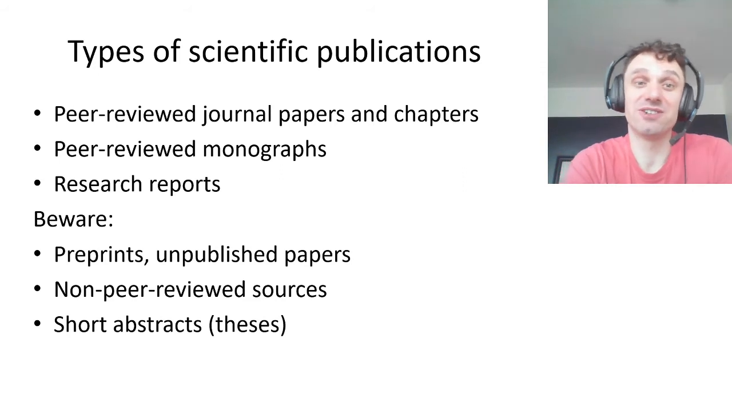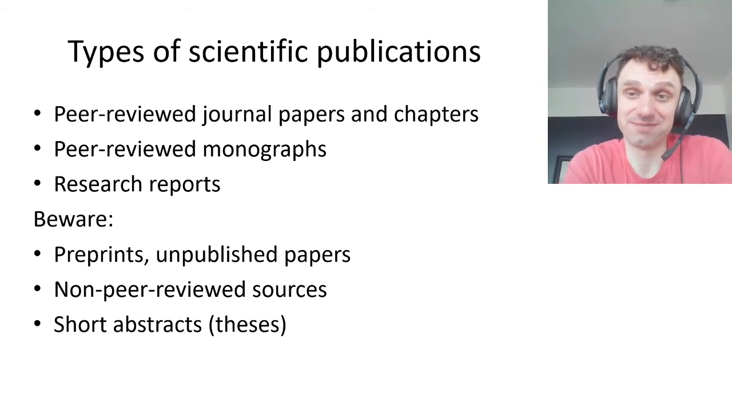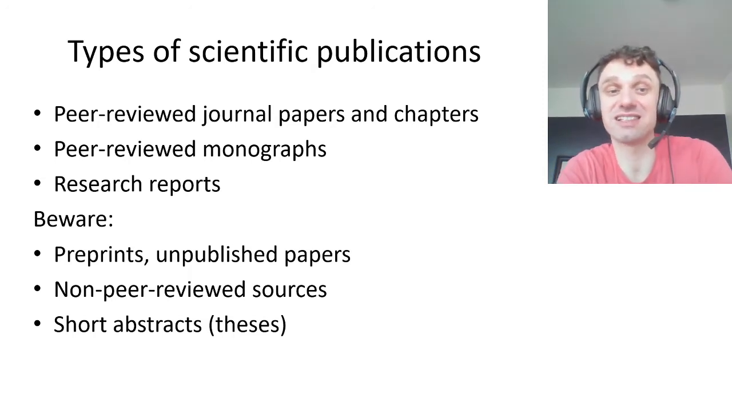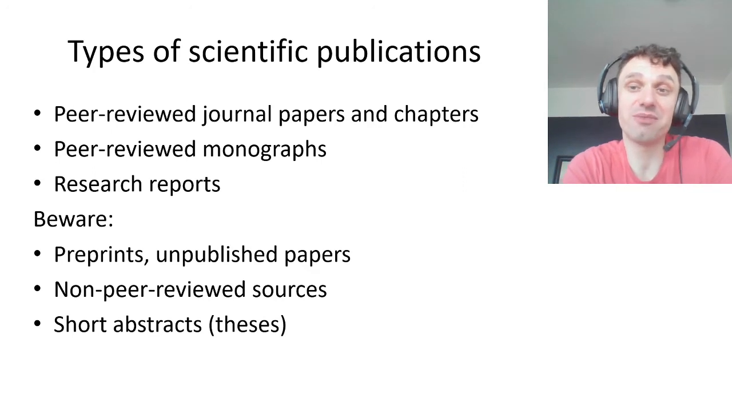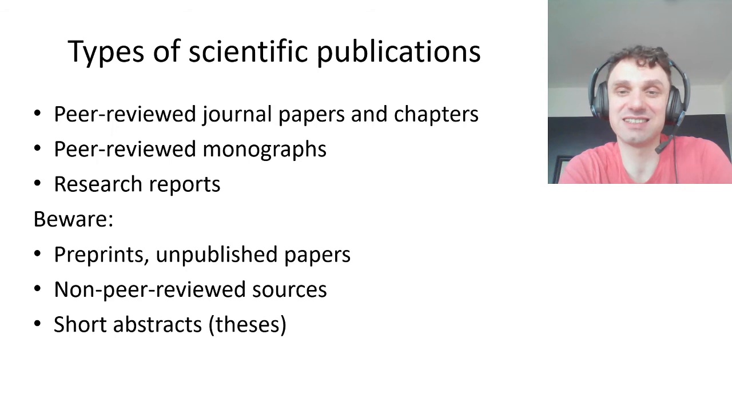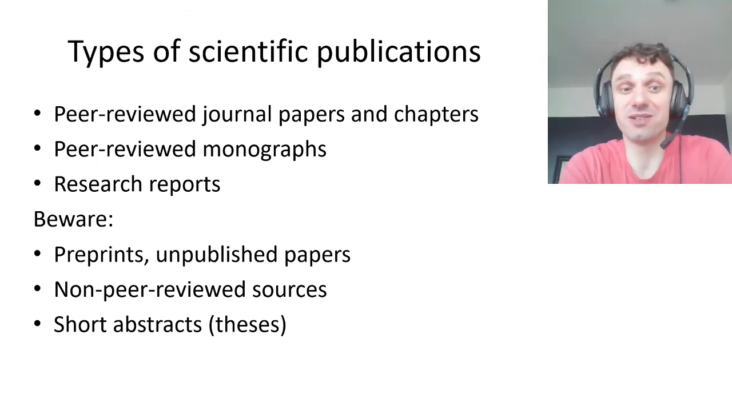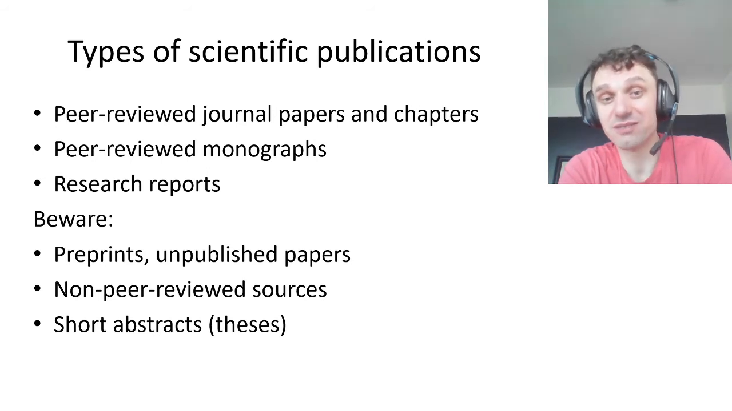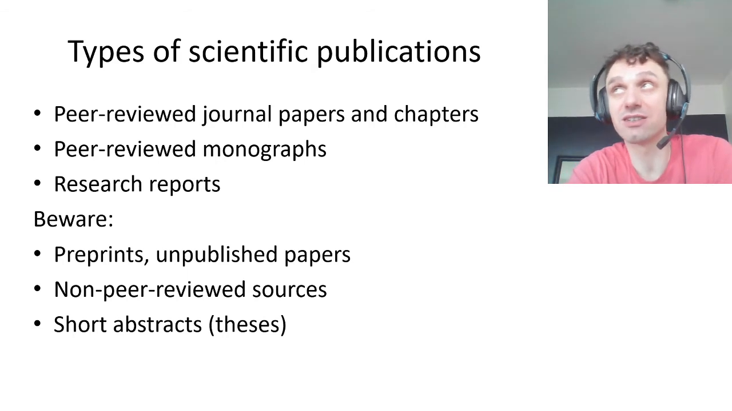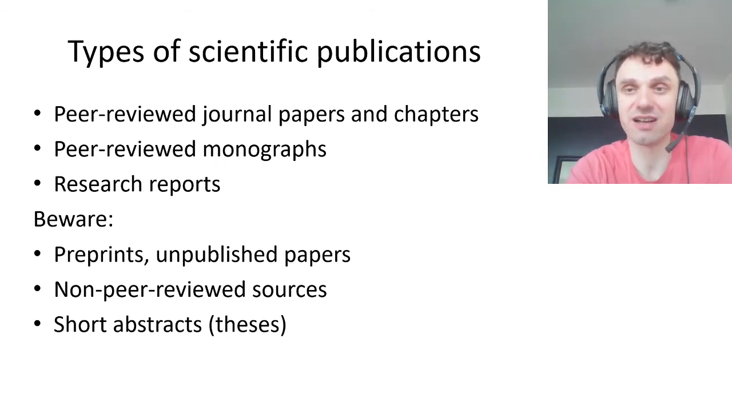What kind of sources can we use in our reviews? There are obviously peer-reviewed journal papers and monographs and chapters, and there are research reports and there are dissertations where we can more or less trust the conclusions. But there are also some sources that have not been peer-reviewed, like abstracts or non-peer-reviewed journal papers, or maybe preprints, unpublished papers where it's not clear, maybe it will never get published because it's rubbish.